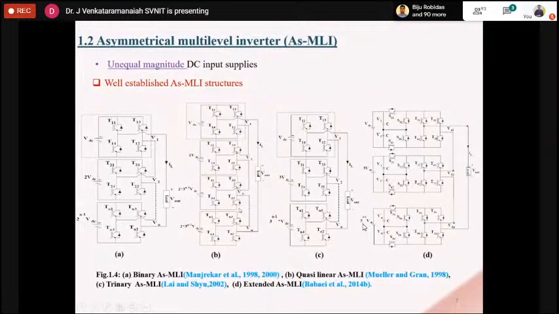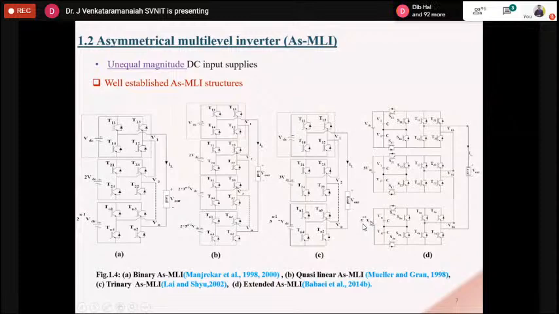And further, we introduced a trinary fashion where the DC sources are selected such a way that VDC, 3 VDC, and at the nth order DC source is 3 to the power of n minus 1 VDC. And there are hybrid configurations. So that means one H bridge and some configurations prior to the H bridge they arranged to get much higher number of levels compared to the quasi-linear and trinary, where we can get the ratios of the DC sources VDC, 2 VDC, at the end, 5 to the power of n minus 1 VDC.